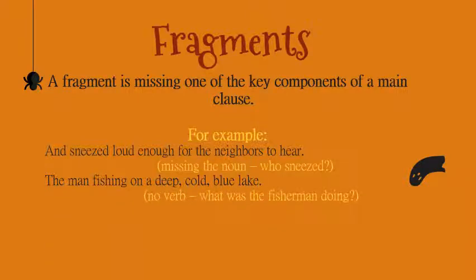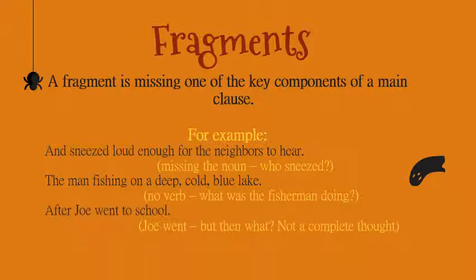Second example. The man fishing on a deep, cold blue lake. What about the man? What about the fisherman? What is he doing? So there is no verb. So it's missing the telling part. It's missing one of the main components. I cannot consider it a complete sentence. It is a fragment.